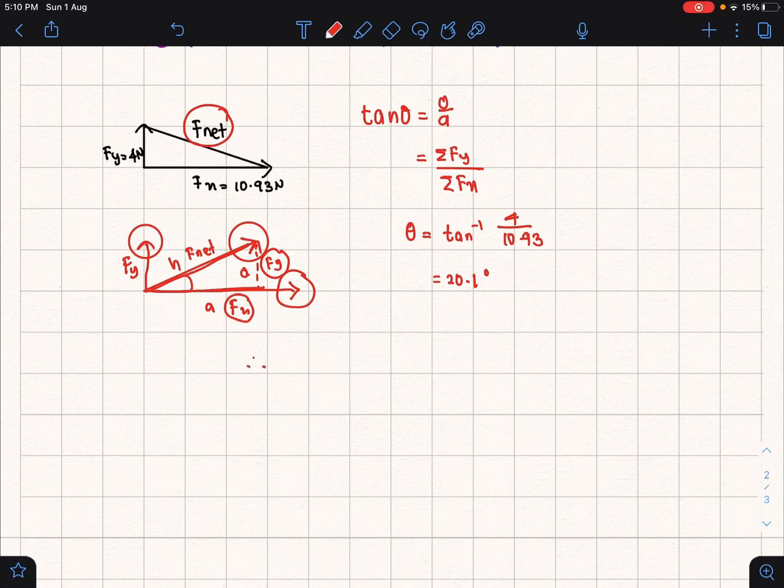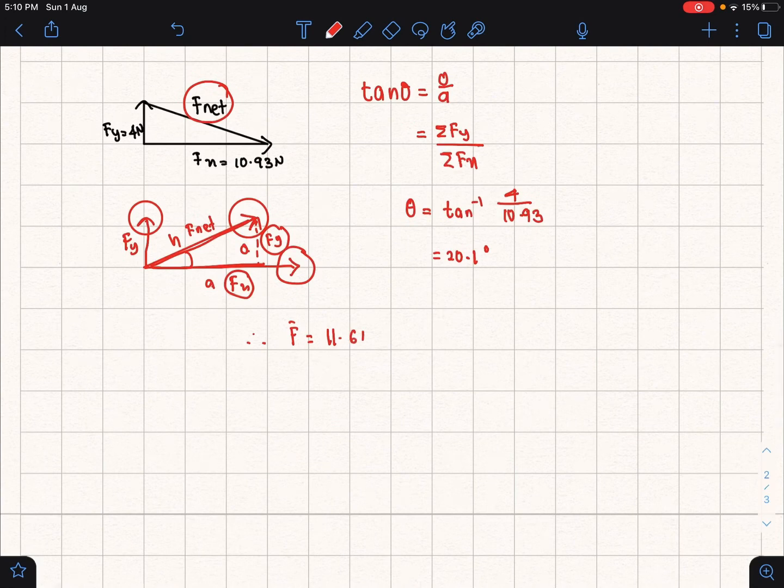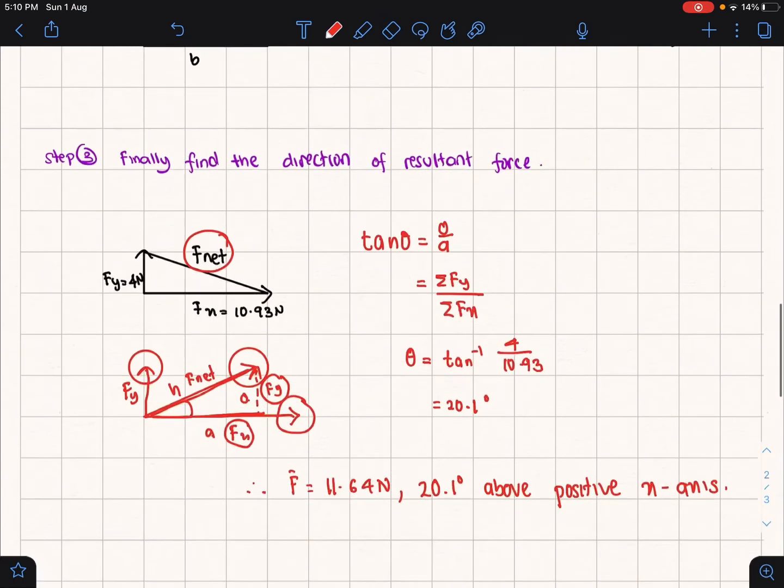Therefore, the summation of F1 and F2 earlier, your F net, is 64 Newton. Don't forget, this is only the magnitude. We want to write the direction as 20.1 degrees above positive X axis. Okay? Clear? Are we good? Understand?